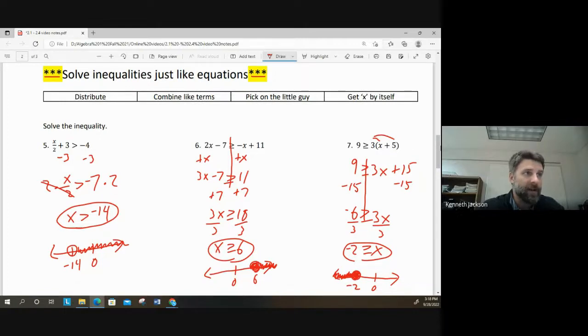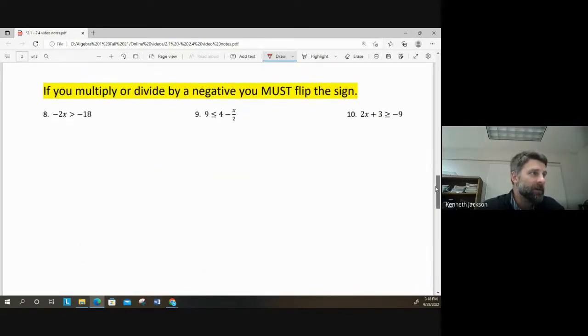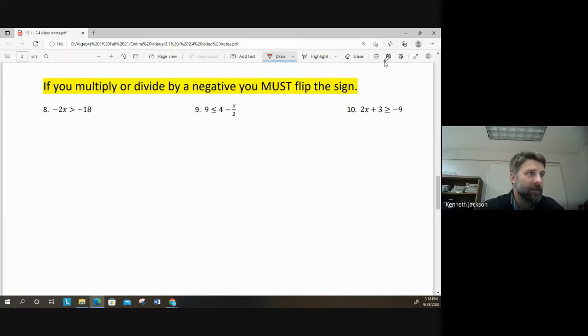The catch, the 3 asterisks, is if you multiply or divide by a negative, you have to flip the inequality sign. We picked this up today in class. I went over it, but this is the rule. If you multiply or divide by a negative, the inequality sign needs to flip around. For example, on number 8, if I were to solve this, I would divide by negative 2. Well, those go away. Negative 18 divided by negative 2 is positive 9. And according to this rule, I divided by a negative, so I have to flip the sign around.